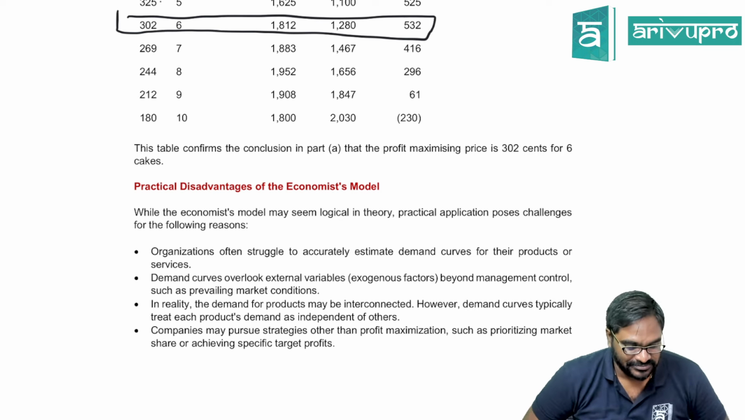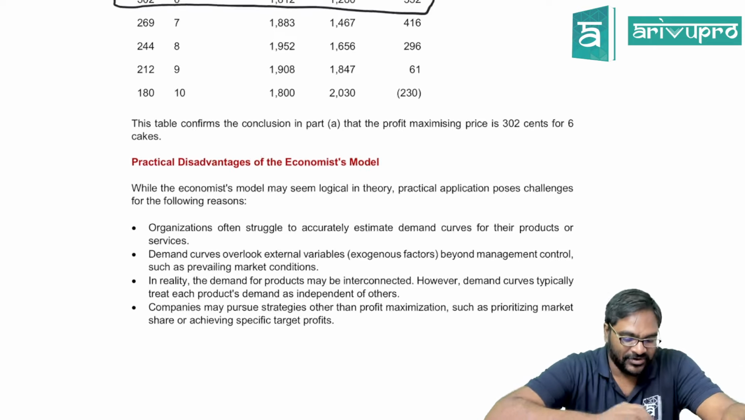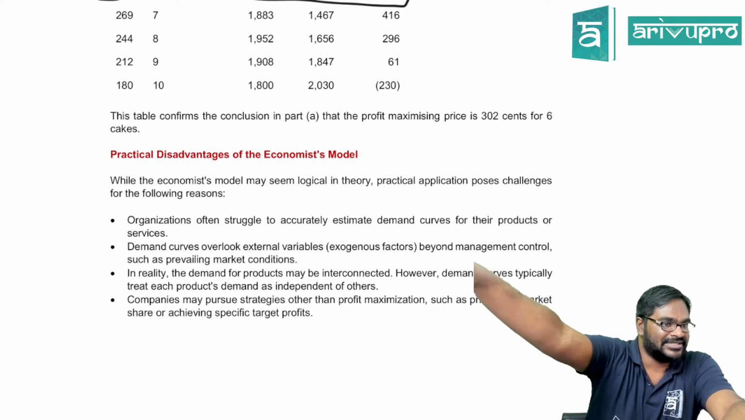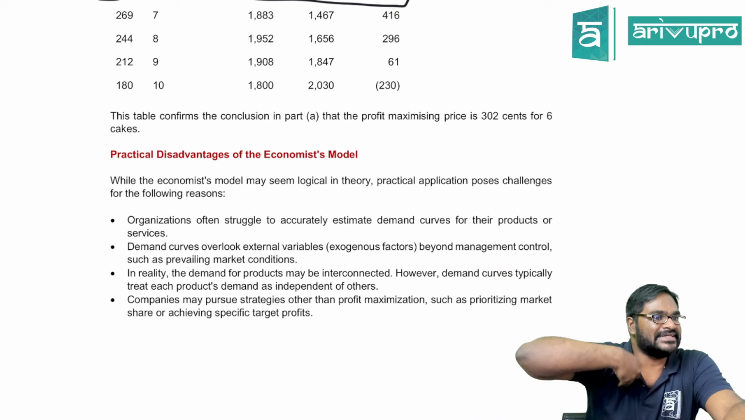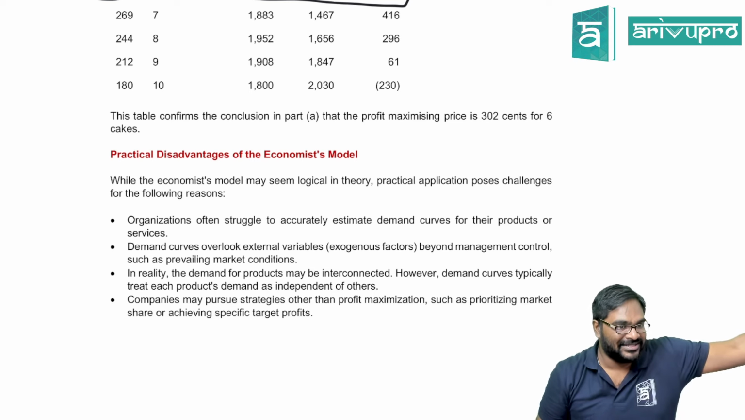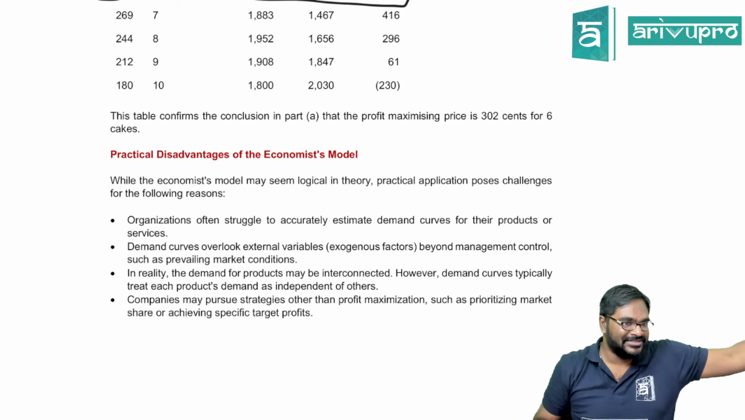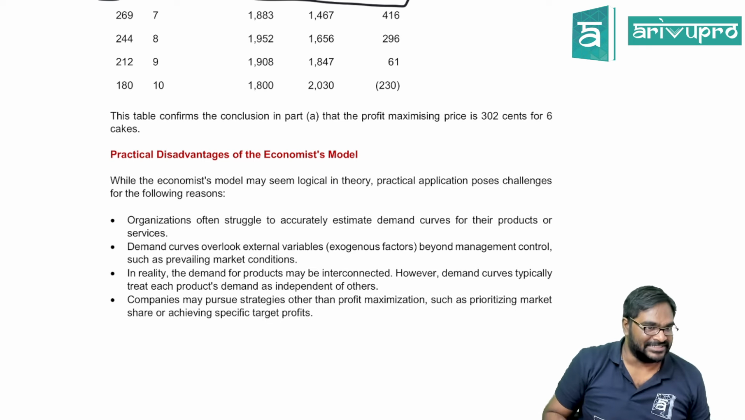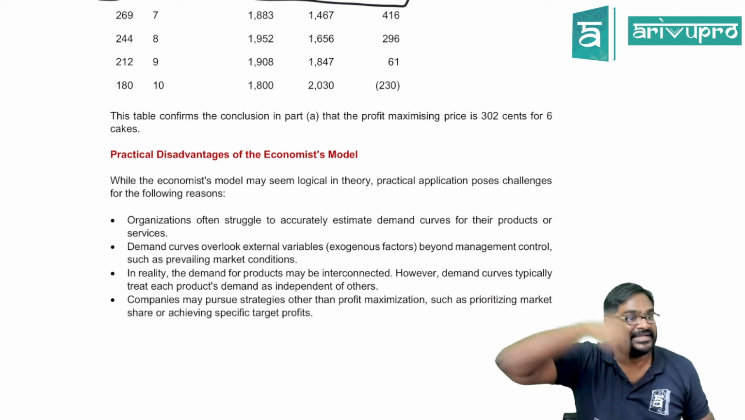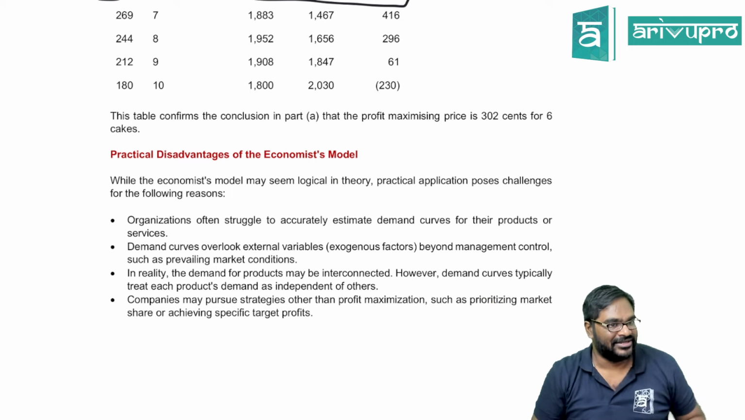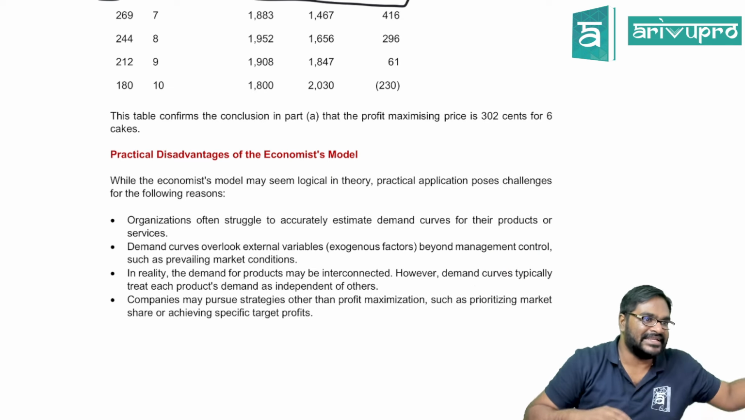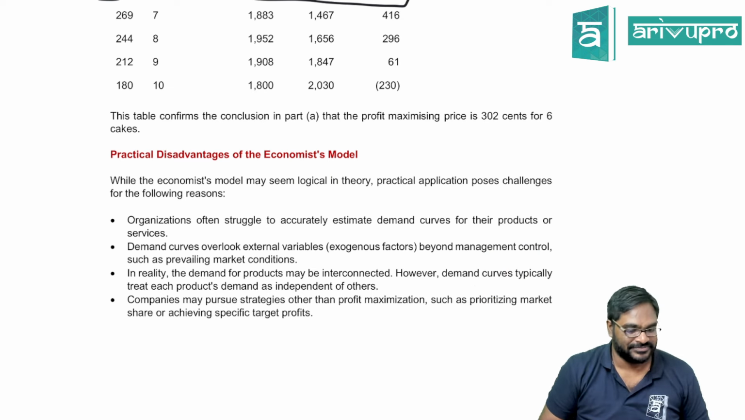Second one, the demand curve always overlooks the variables internal to the company. So the internal factors now we are disregarding. Earlier it was the other way around. In the cost plus methods, we were thinking internally. We simply ignored the external factors. But in the economics model, we are doing it the other way around. We are focusing more on external factors, but mostly we are disregarding the internal factors.